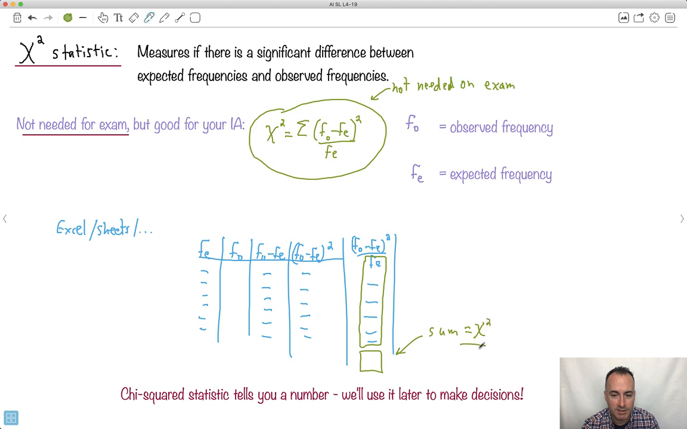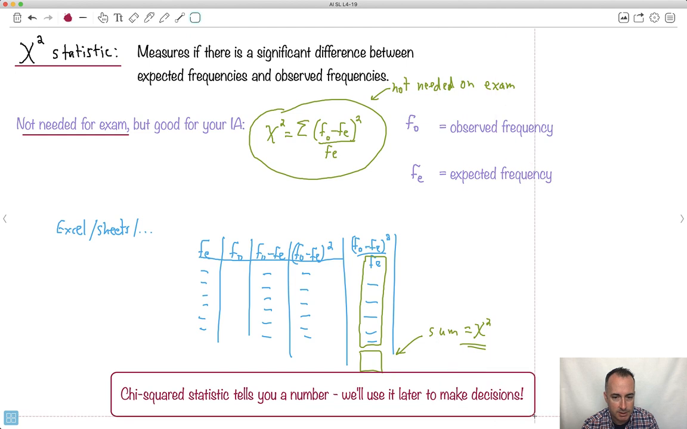So you could do this kind of by hand, as it were. Now your calculator will do this for you. So your chi-squared statistic, the whole point of doing this, I know I haven't shown you all the details, I'm just trying to set you up for success here. This number chi-squared is going to tell you something. We're going to use it to make decisions as to if things are independent or not or whatever. So this is going to be the key if you want to do it by hand.